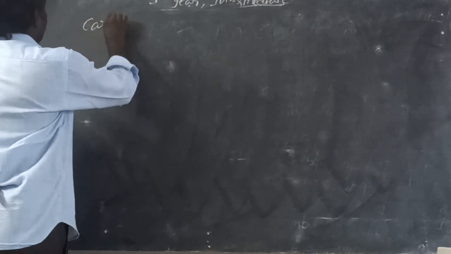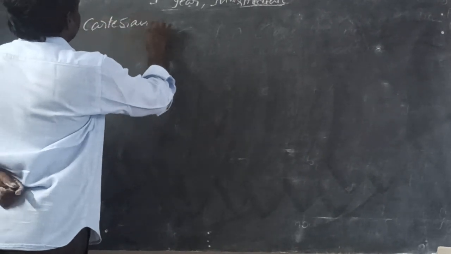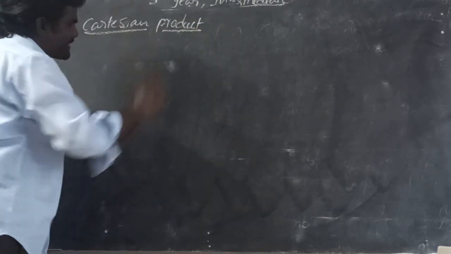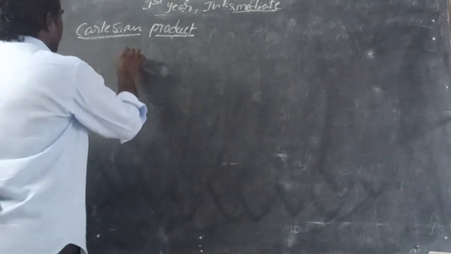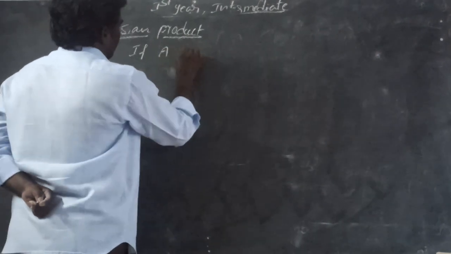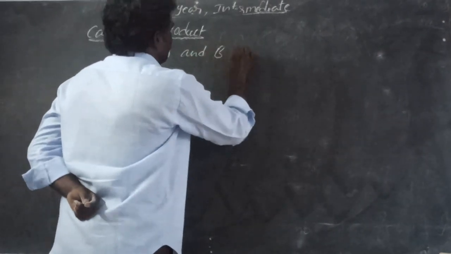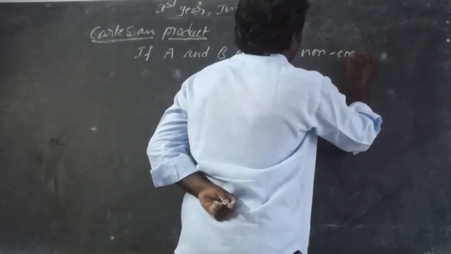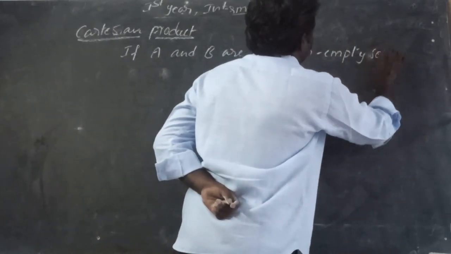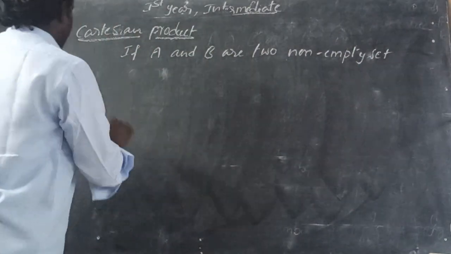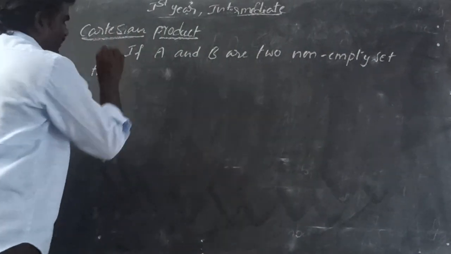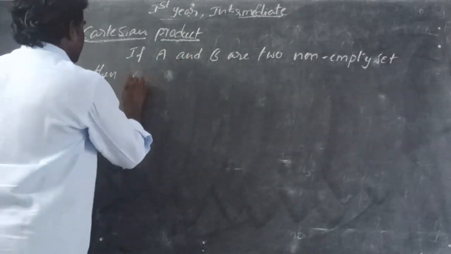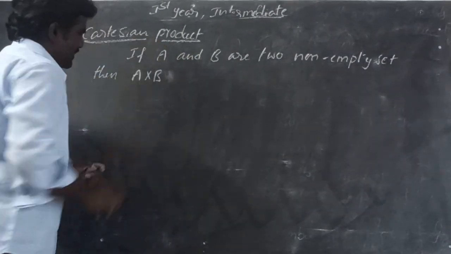Next one, Cartesian product. So what is called Cartesian product? If A and B are two non-empty sets, then A cross B, this one is what?